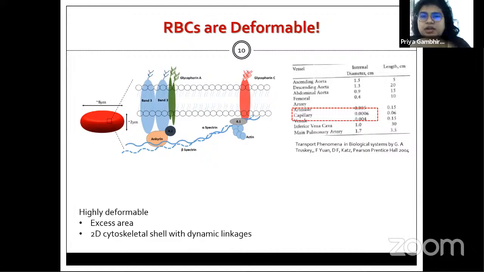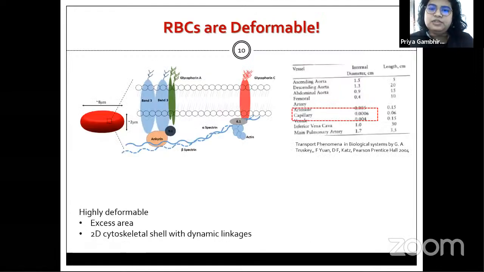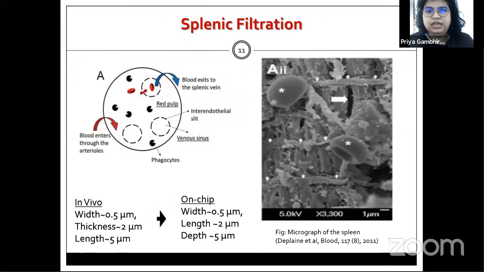Red blood cells are replenished every 3 to 4 months. But until then, that particular red blood cell keeps deforming every time it passes through these capillaries. Okay. So the most rigorous test of red blood cell deformability comes within the spleen.